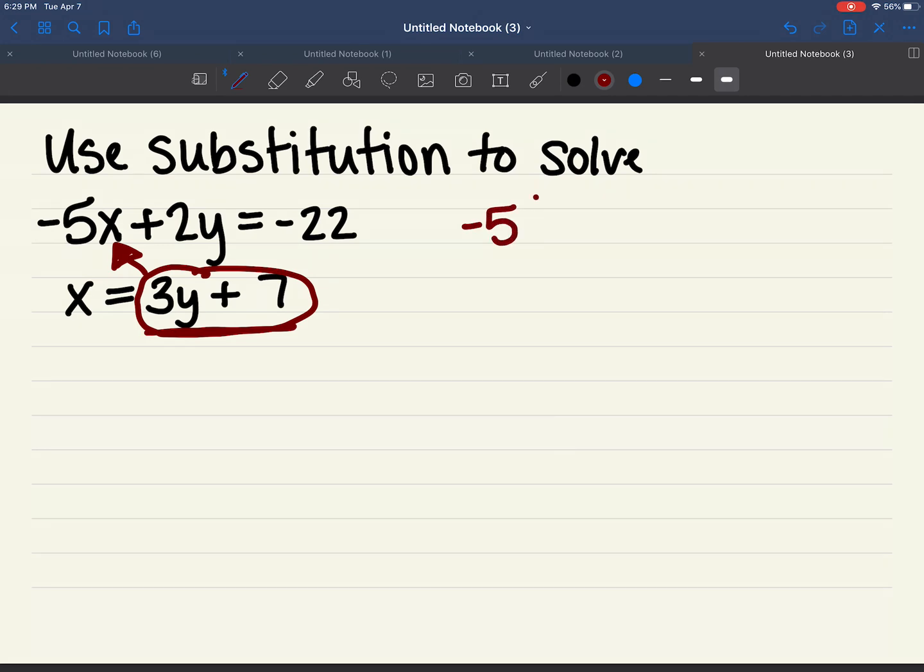We're going to rewrite that top equation, but instead of x, in parentheses, we're going to write what x is equal to, the part that I've circled. So we replace x with what it's equal to, which is 3y plus 7.